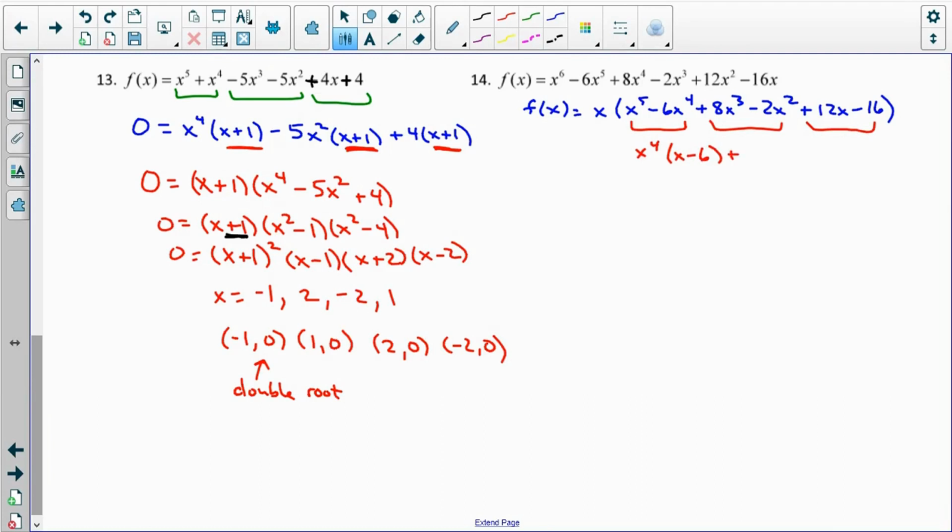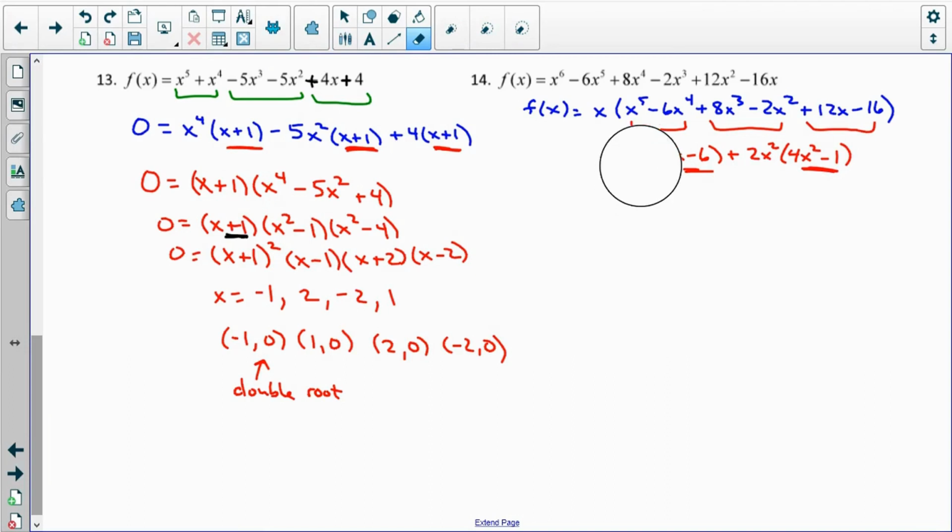If I'm factoring out the greatest common factor of this, I have 2x squared, and then I'm left with 4x squared minus 1. Notice that these aren't the same. So I don't even need to continue trying this. It's not going to work. So that is not going to be a way that I can factor this one by grouping.